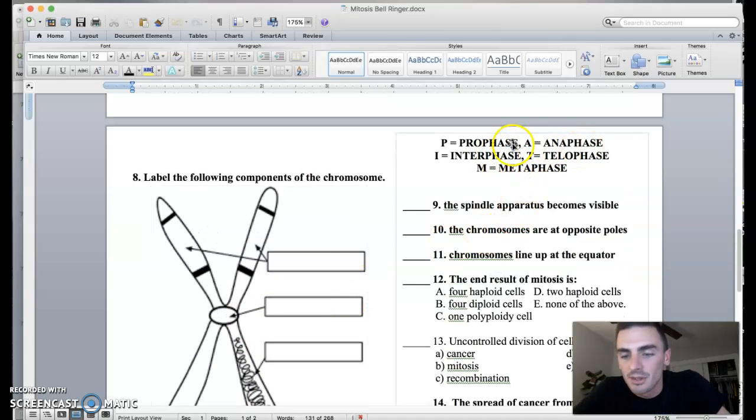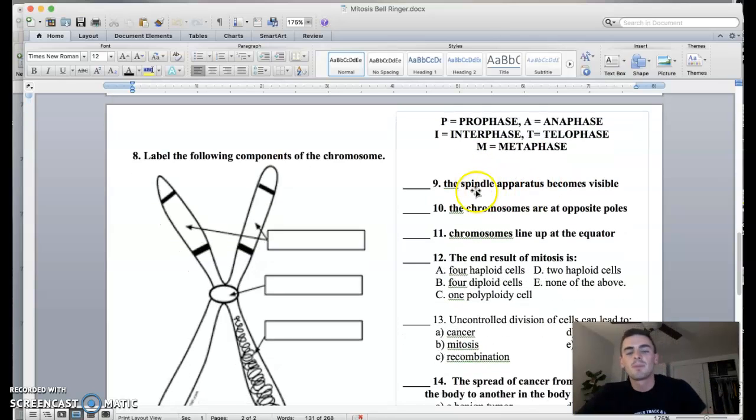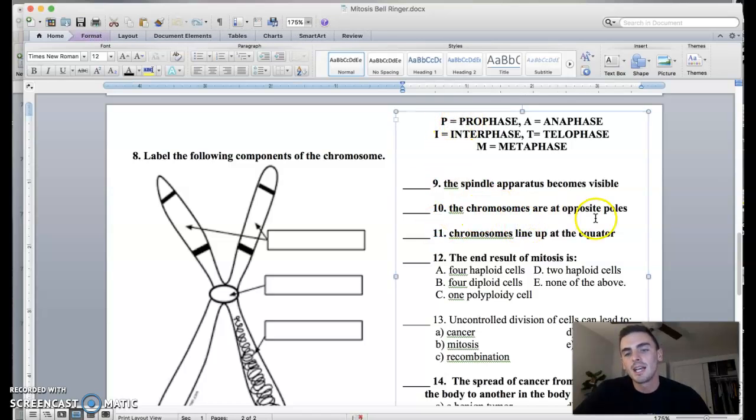Number 9, we're using letter codes here. When the spindle apparatus first becomes available, that's when we're starting to talk about those chains. That is prophase. We're starting to get the fibers ready to start to pull things apart. That's the very beginning. It's the preparation. Preparation starts with the P. P is prophase.